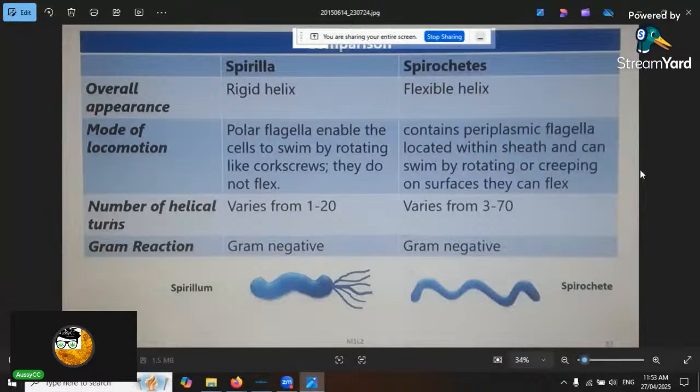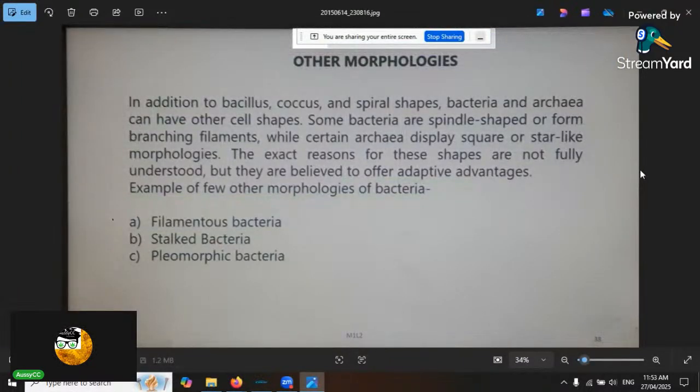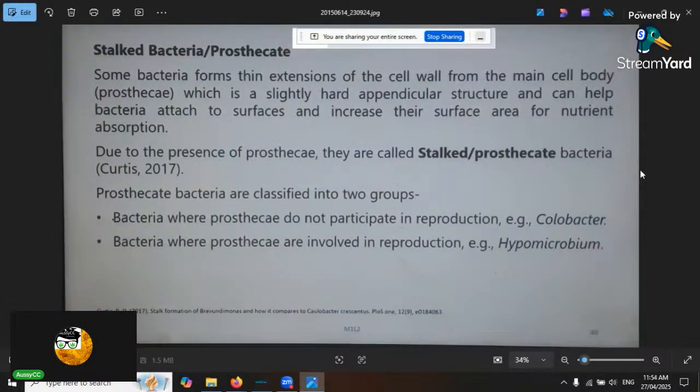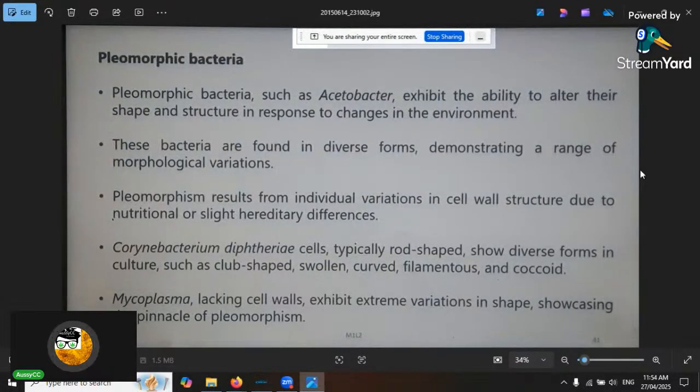Spirochetes, very good. One's tighter than the other. Other morphs: filamentous, stalked, and pleomorphic. Filamentous, yes. Stalked. Pleomorphic bacteria, such as Acetobacter, exhibit the ability to alter their shape and structure. That'd be good under the microscope. Sounds like amoeba.